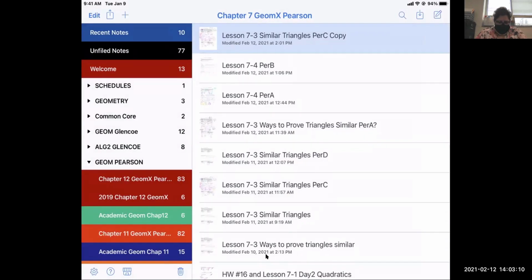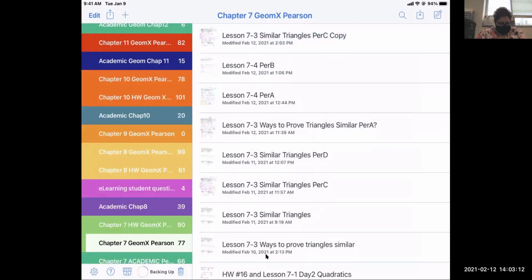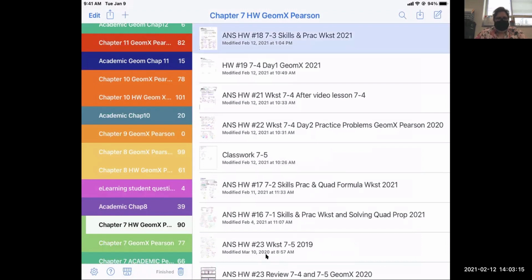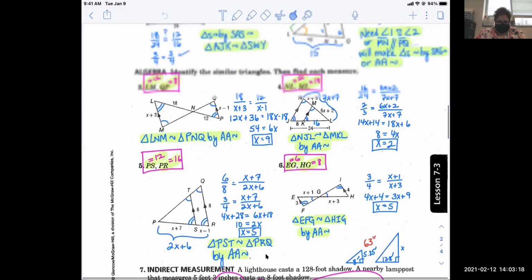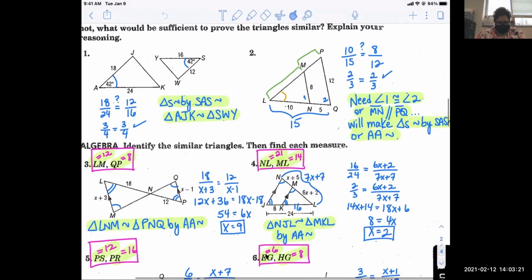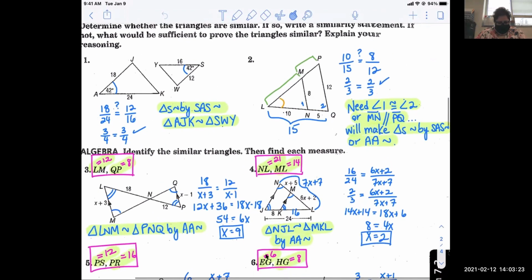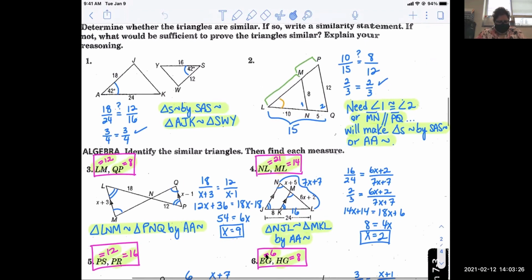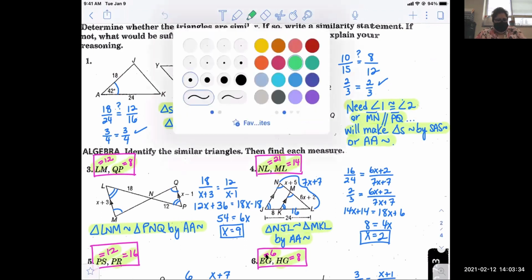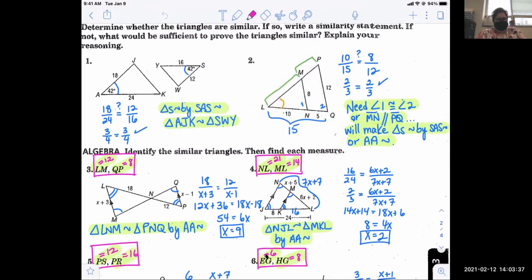Okay, let's go over homework. Homework, chapter 7, number 18. Now, you're going to notice two problems that I want to talk about. So first of all, make sure on a problem like number 2 that you are not assuming that those lines are parallel. We don't know if these are parallel lines. Therefore, we don't know if these angles are congruent. So you actually don't have enough information for problem number 2.